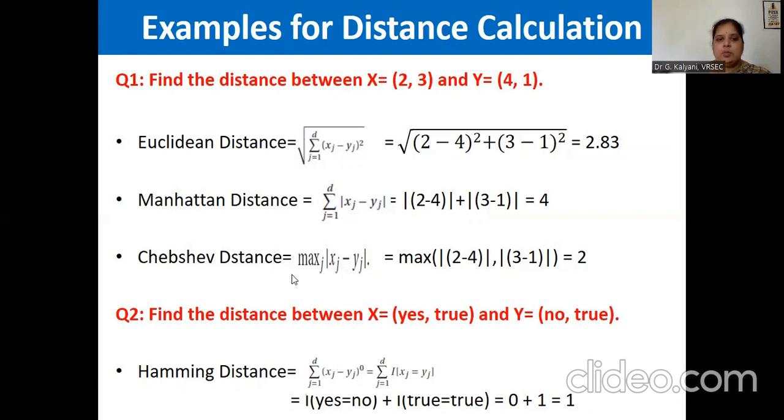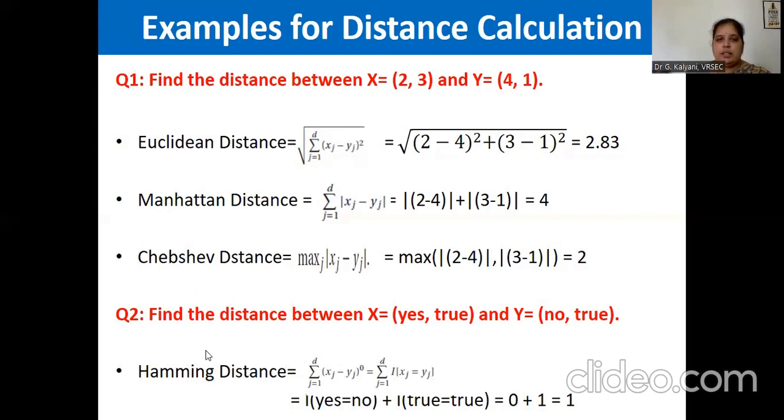And the third one, Chebyshev distance, in which the maximum value of the absolute differences will be considered. Here the differences are 2 minus 4 and 3 minus 1, and the absolute values are both 2. So it is simply max of 2 comma 2, which is 2. So for the instances x and y expressed with 2 dimensions, the Euclidean distance is 2.83, the Manhattan distance is 4, and the Chebyshev distance is 2.